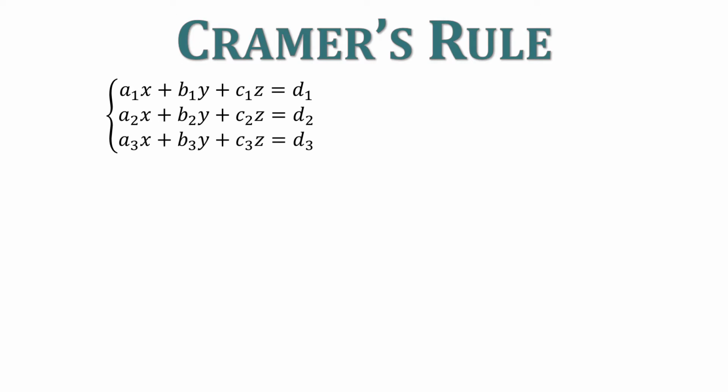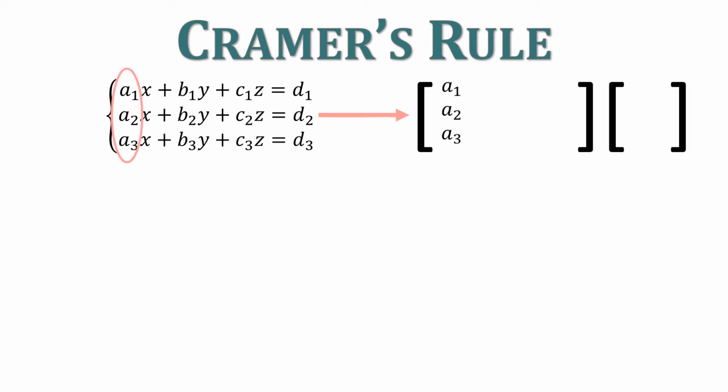We are going to take our coefficients of x, y, and z and turn them into a matrix. And so we have our coefficients A1, A2, A3. Those are all of our x's. They're all going to create a column. Then we have our coefficients B1, B2, and B3, which are coefficients of y. They are going to create a second column. Then we have the coefficients C1, C2, C3, and they are going to create a third column.